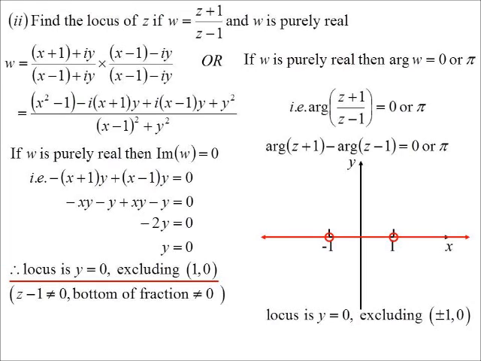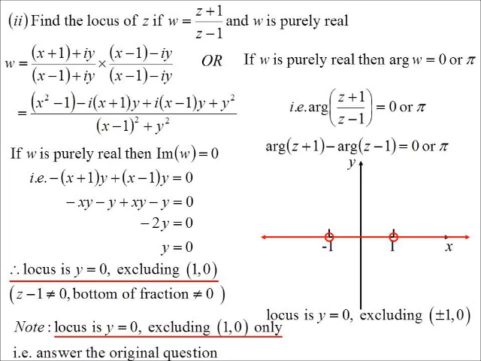Is 0 purely real? Yeah, I mean, it is that funny number, but we consider it purely real. So in this case, I don't exclude both of those points. I answer the original question. If the original question was that the argument was 0 or π, then I would exclude both because it wouldn't satisfy that one. But I've used this question to answer the original question, so it's created another solution.